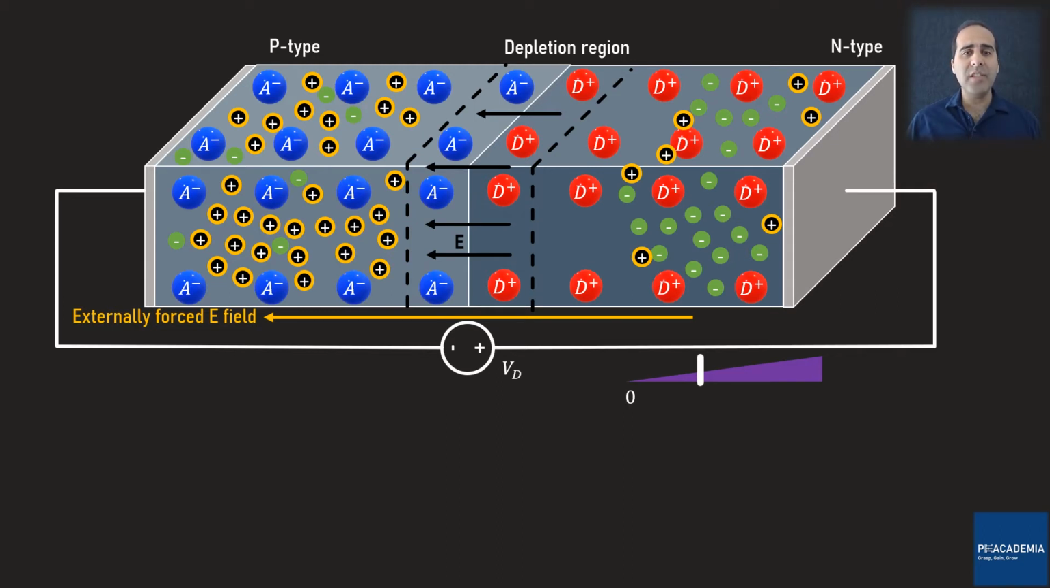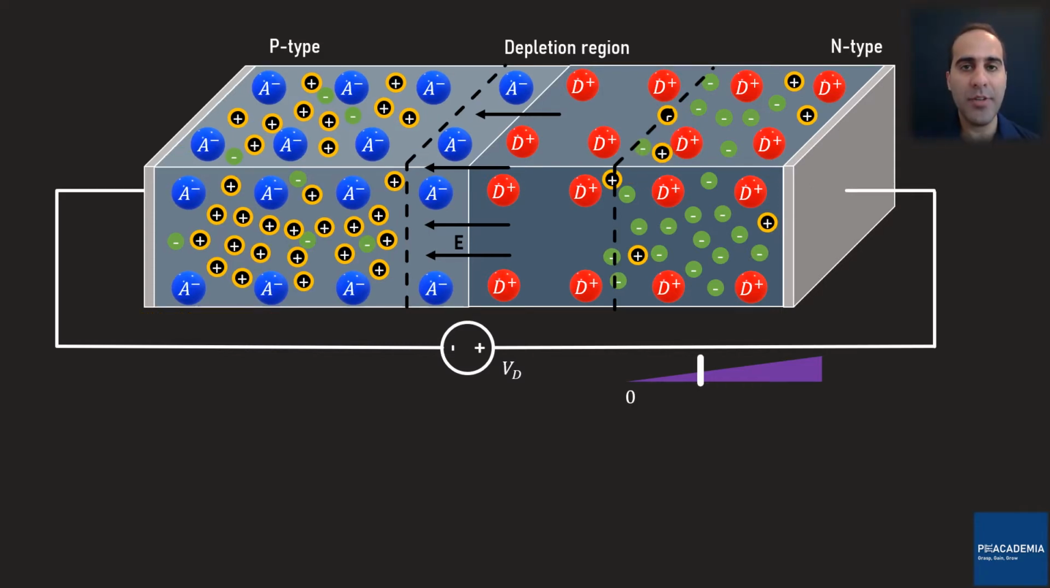As a result, on the N side, a new realm of uncompensated ionized dopant atoms is created. This is equivalent to saying that the edge of the depletion region of the N semiconductor moves a bit toward the right. The conclusion is that the width of the depletion region increases on the N semiconductor side under reverse biasing.